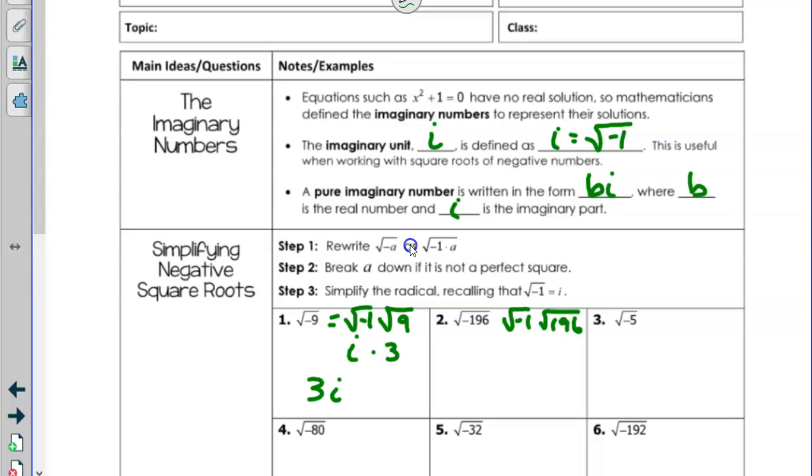So the square root of negative 1, what would that be? i. Square root of 196? 14. Okay, and then how do I rewrite it? 14i. Notice that we're not writing plus or minus yet. That's not until we get to the equations.